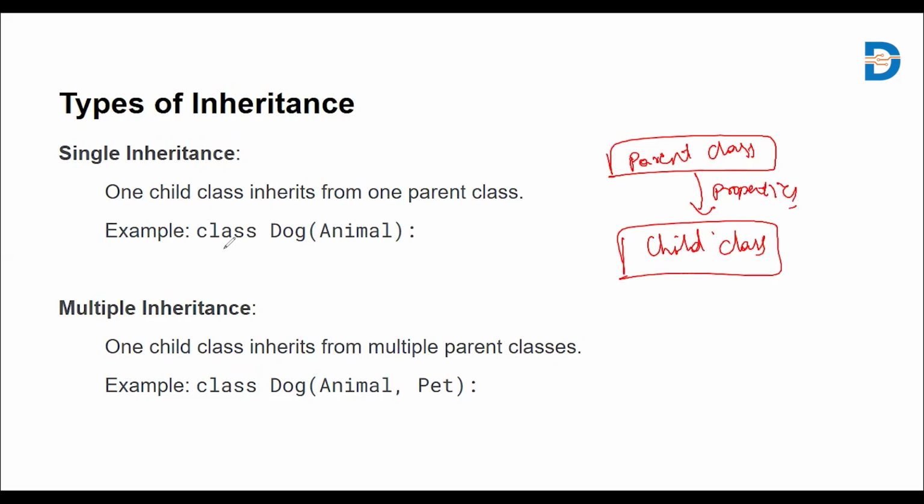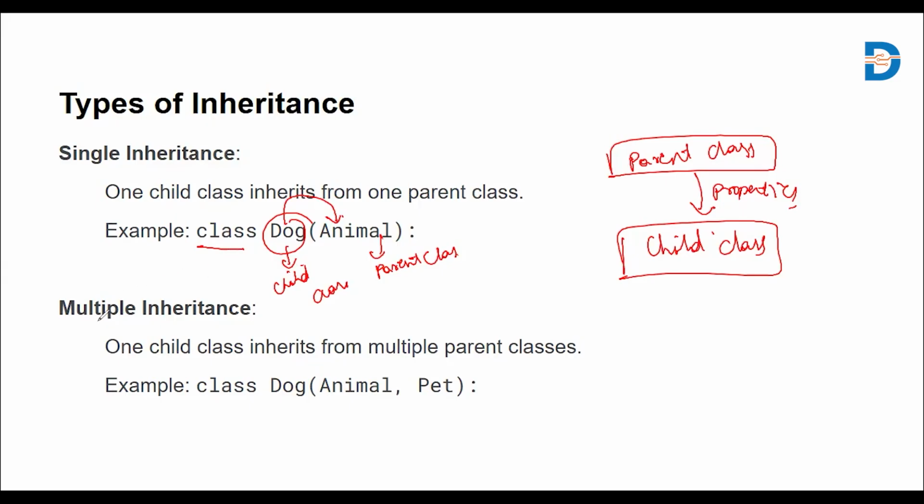Here you can see an example where dog is a child class, whereas animal is a parent class. What does it mean? The child class is inheriting the properties of animal, the parent class. This is how you write inheritance in single inheritance.